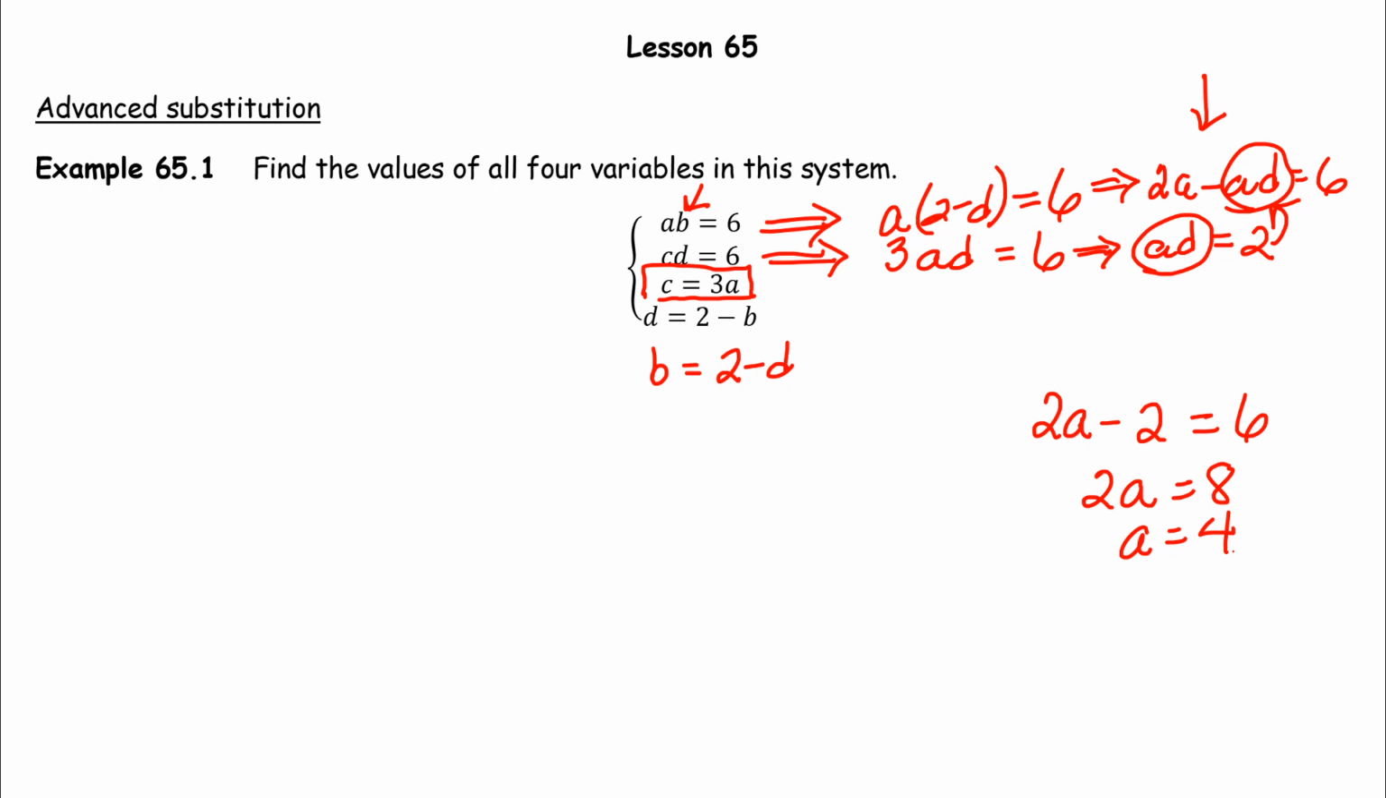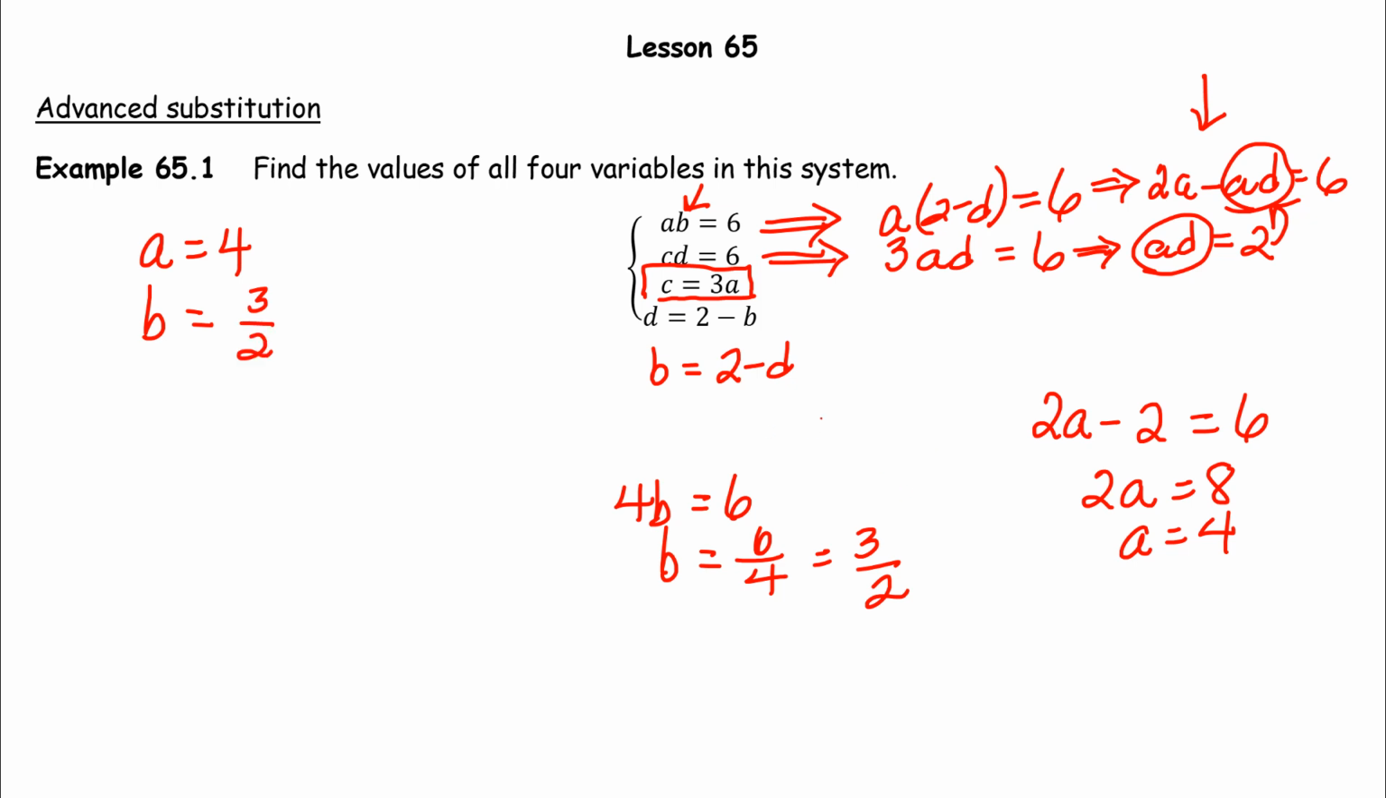Now that I have a, I can go back and find b, because I know that ab is 6 if you look at the very first equation. So 4b is equal to 6, which means that b is equal to 6 over 4, which is 3 halves. So b is 3 halves. I'll go ahead and write the answers over here. So a is 4, b is 3 halves.